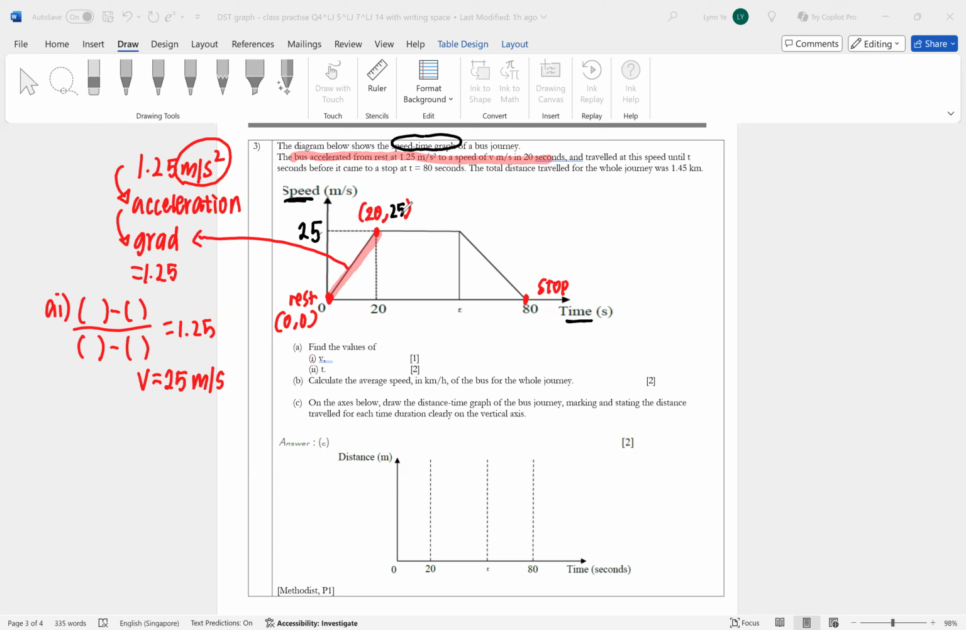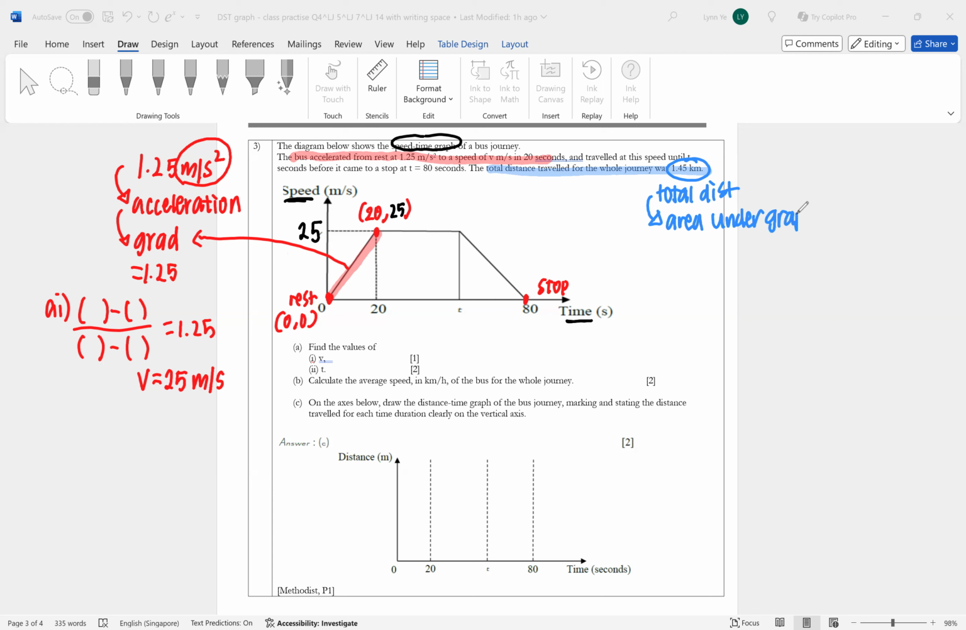Now the next one. They want you to find T. However, if you look at the question, we have one more piece of information we have not used. What is the information in the question we have not used? Yes, we have not used the total distance. So 1.45 km is the total distance. How do you find the total distance from a speed time graph? Area under the graph.